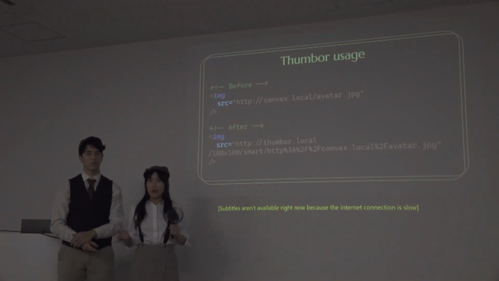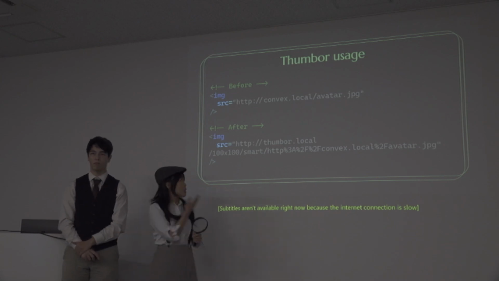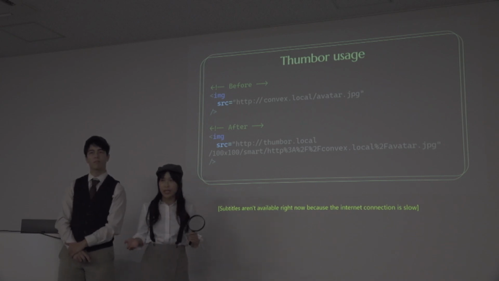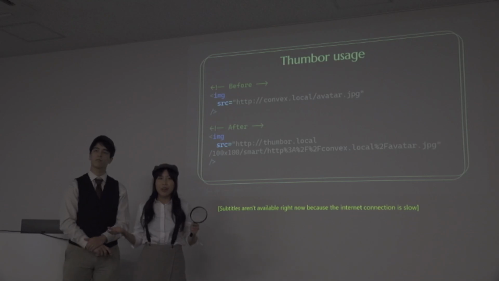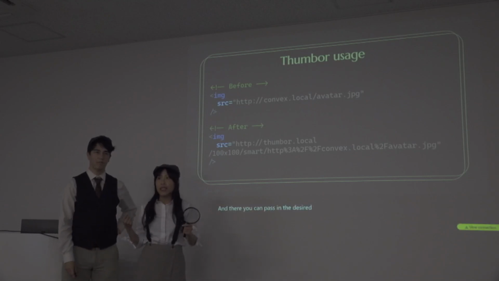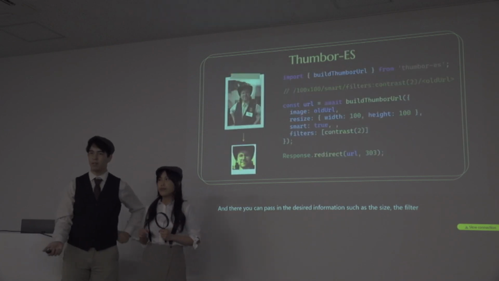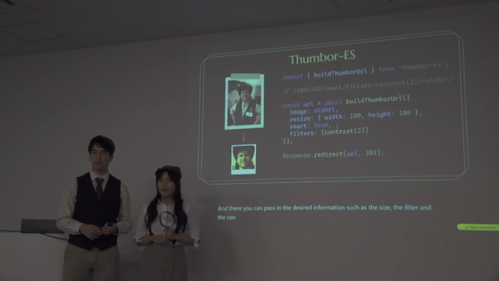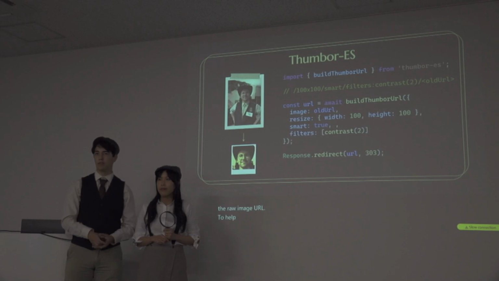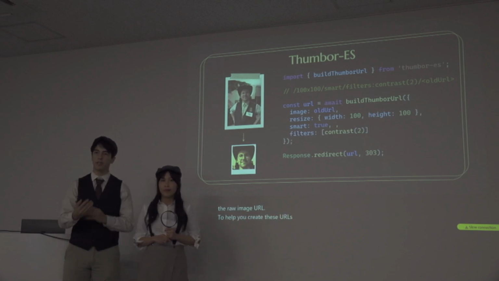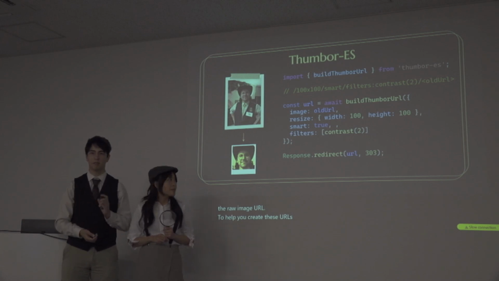And you can use Thumboard very easily by making this GET request using an image tag. And there, you can pass in the desired information, such as the size, the filter, and the raw image URL. To help you create these URLs, I wrote a package called Thumboard.es you can get on NPM. You can call the build Thumboard URL function with whatever options you want, and it'll generate a string matching Thumboard's custom URL format. This also allows you to write your backend using only redirects and URLs. You don't need to deal with any binary blob image processing.